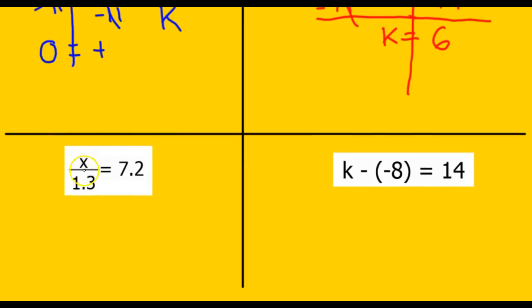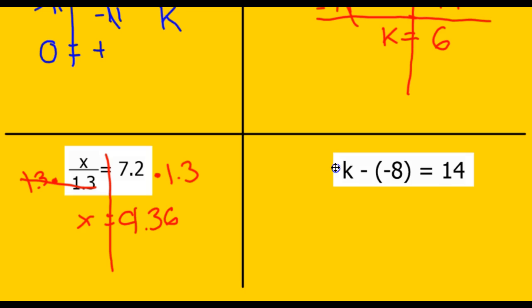Here we have x divided by 1.3 equals 7.2. The opposite of division is multiplication, so I'm going to multiply by 1.3. We have x equals 7.2 times 1.3, and if I use my calculator on that, I get 9.36.